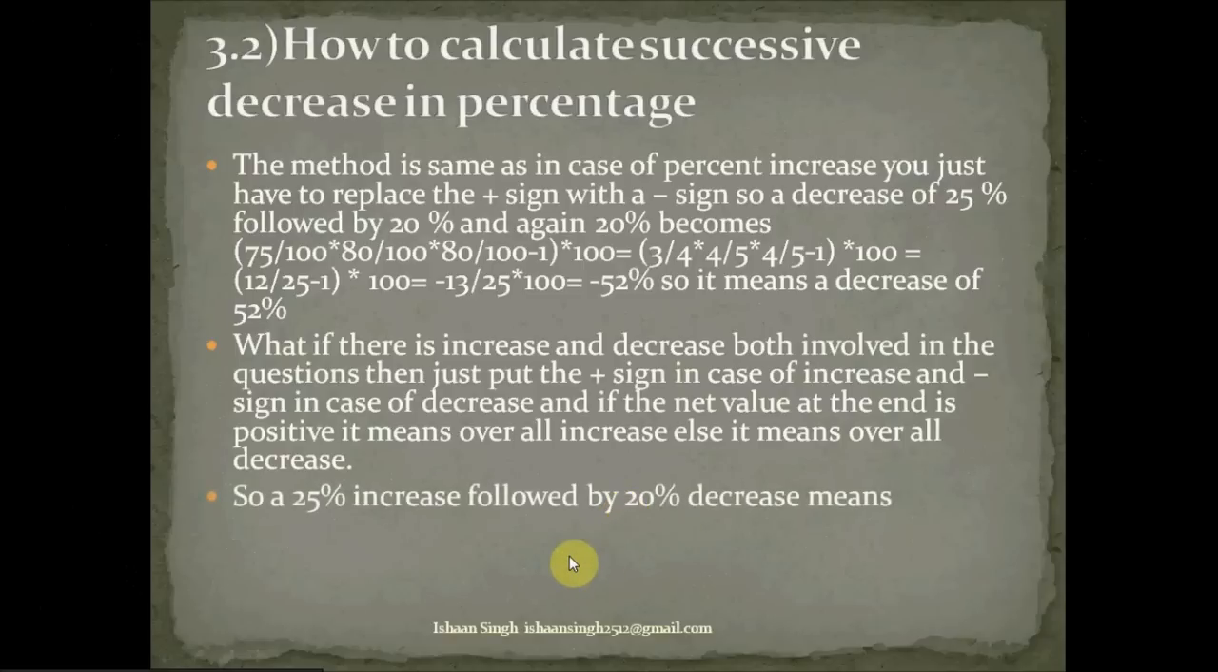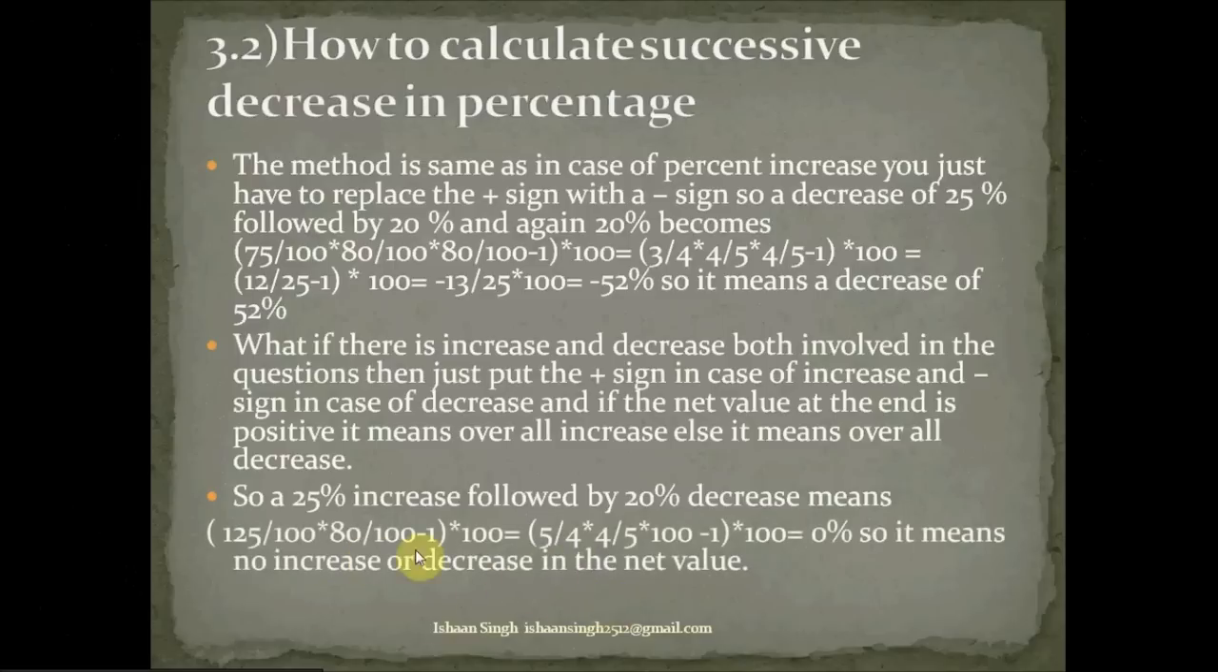So a 25% increase followed by 20% decrease, okay, I have actually used an example here. That means it becomes 125 by 100 into 80 by 100 minus 1, into 100, that becomes equal to 5 by 4 into 4 by 5 minus 1, into 100. Solving it, everything will cancel out, 1 minus 1 will be 0, so 0%. That means there is no increase or decrease in the net value.